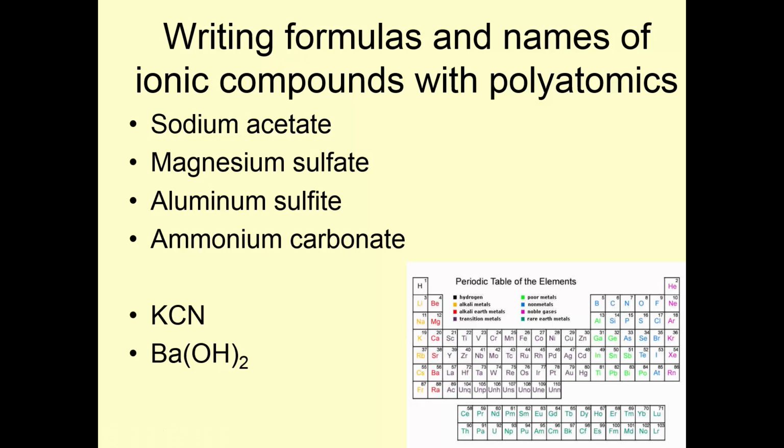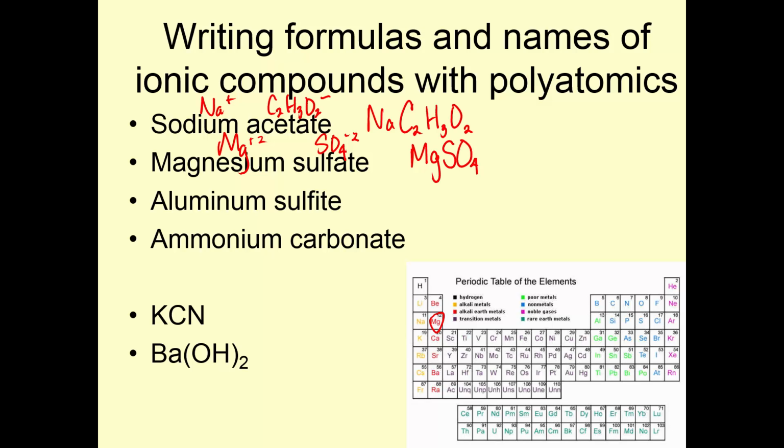All right, if you want to write the formulas and names of compounds with polyatomic ions in them, you have to memorize your ions and use a periodic table. Sodium acetate: sodium, Na, +1, acetate, C2H3O2, -1. Chemical formula is NaC2H3O2, done. No charge when you're done because it equals 0. Magnesium, Mg, charge +2. Sulfate, SO4, -2. You only need 1 of each ion. Done.